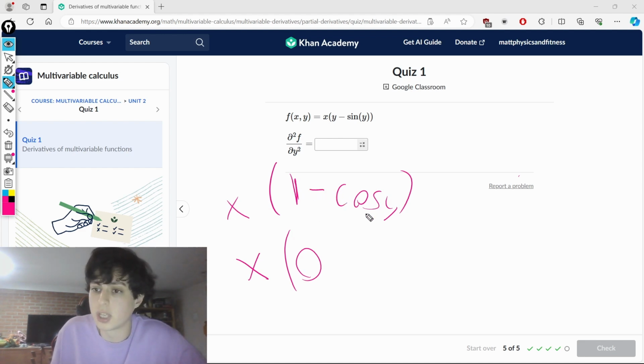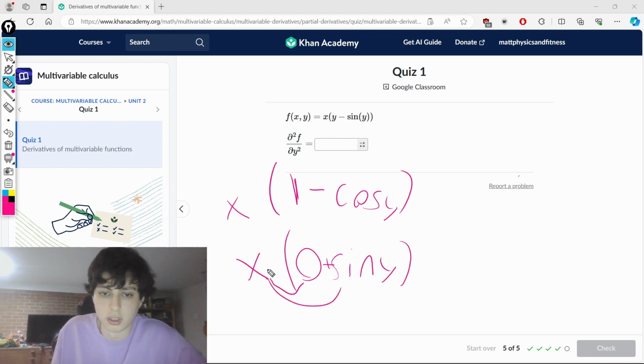Derivative of negative cosine, positive sign, right? Derivative of cosine, negative sign. Derivative of negative cosine, positive sign. So you'd have 0 plus sine y, all times x. Now we can distribute the x through. Obviously, the 0 term goes away. All we get is x sine y.